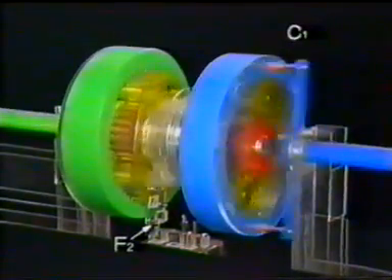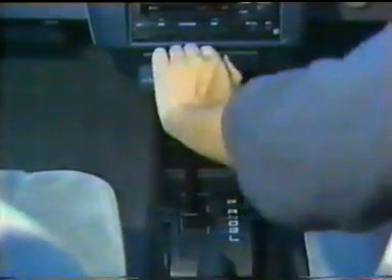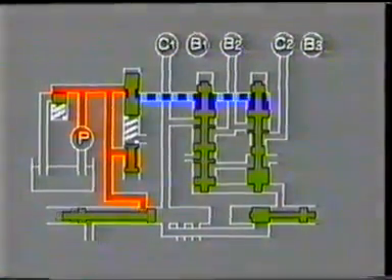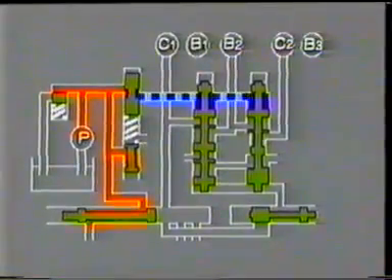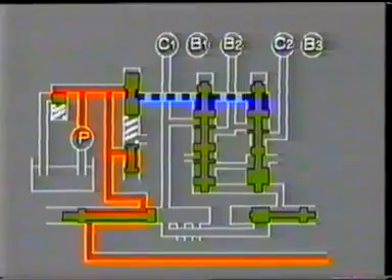So the car downshifts into first gear. When the driver wants to back up, she moves the shift selector lever to reverse. And the manual valve opens up fluid passages to both clutch C2 and brake B3.